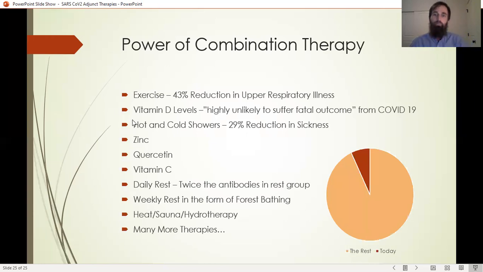And there's many more therapies. We talked about how we're just scratching the surface with these therapies. There's many more therapies that we don't have time to go over, but these simple ones are enough. You really don't need a lot more than this.